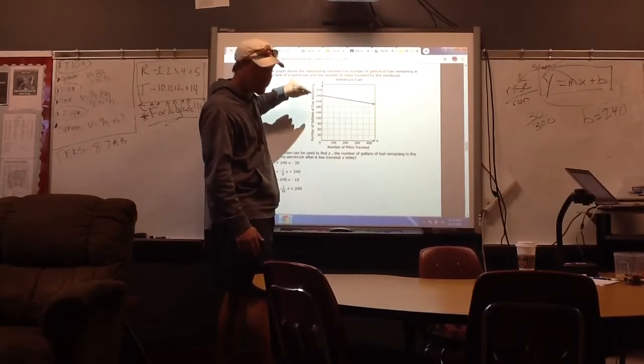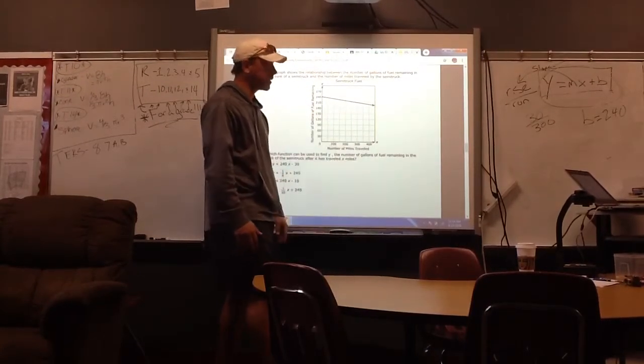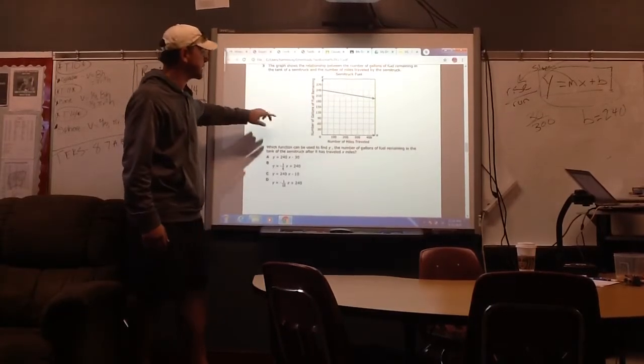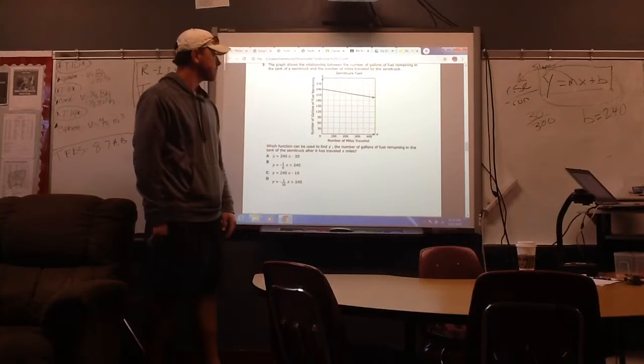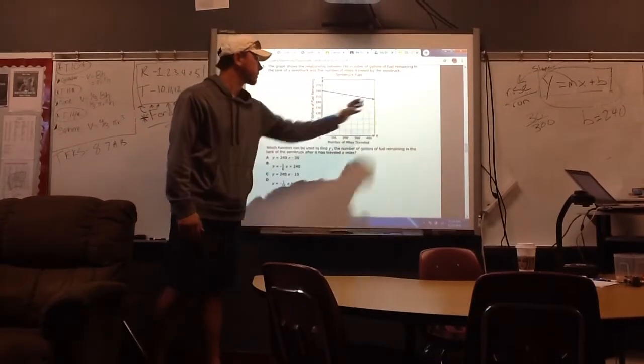30, 30. What's the run? Figure out from 0 to 300. Rise over run, you'll figure out your slope. It's a negative slope. Why is it a negative slope? Because it's going down. From left to right, it's going down.